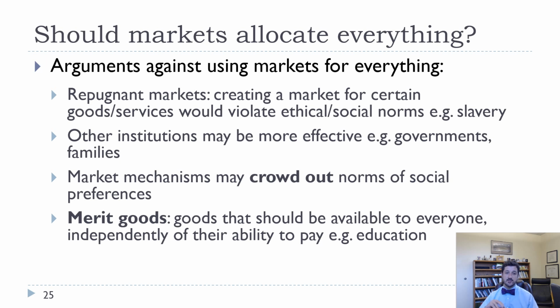And there might be some things that we just want to make sure that everybody has, right? We might want to make sure that everybody has a good primary education, secondary education, even tertiary education. We might want to make sure that everyone has enough food to eat. We might want to make sure that everyone has a house or at least a roof over their head. And so there could be goods that we don't want the market to distribute, because they will distribute them in such a way that not everybody gets them.